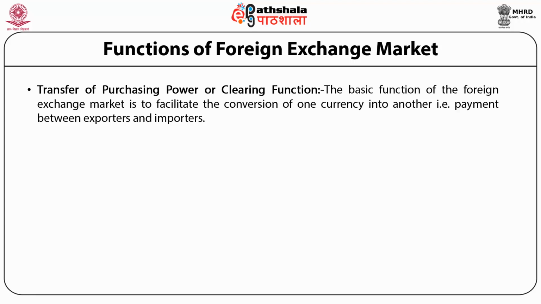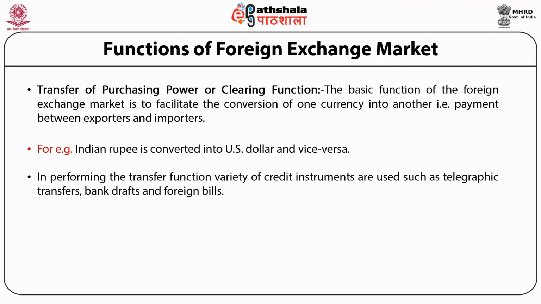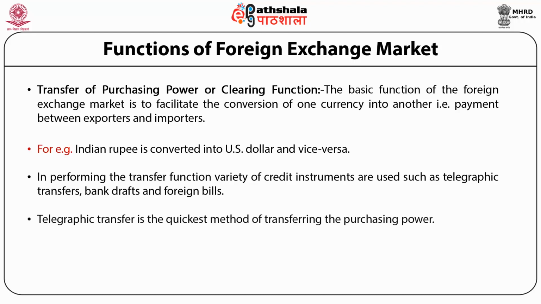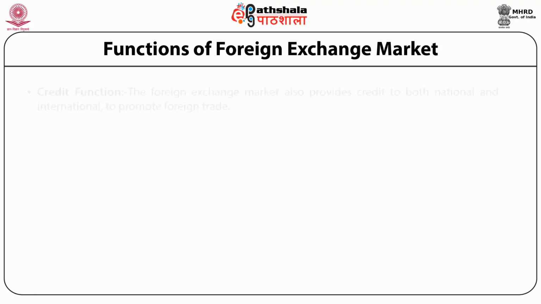That is, payment between exporter and importer. For example, Indian rupees is converted into US dollar and vice versa. In performing the transfer function, a variety of credit instruments are used, such as telegraphic transfers, bank drafts, and foreign bills. Telegraphic transfer is the quickest method of transferring the purchasing power. Another function is credit function.